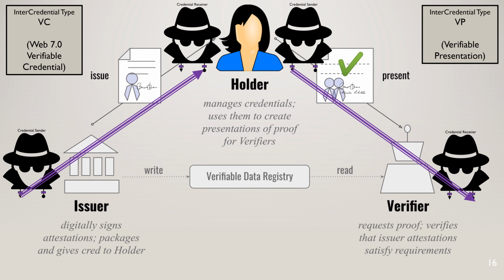What about the right-hand side? Here, a holder is just, again, a specialization or a derivation of a credential sender. And this time it is sending a variation of a verifiable credential called a verifiable presentation. It is being sent to the verifier. The verifier is just a specialization or a derivation of a credential receiver. So the left-hand side is symmetric with the right-hand side, and it's all based on the idea of the verifiable credential sender-receiver model.